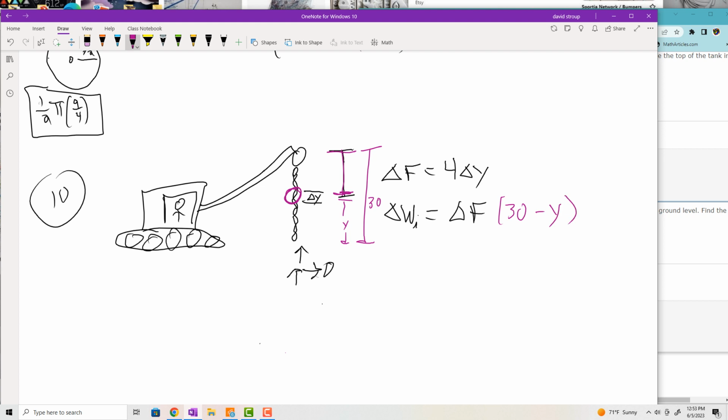And so you go then to your integral. We want to sum up the work required for each individual piece of chain from 0 to 30, and that will just be the integral of 4 times 30 minus y dy. And then I presume you'll be able to do that integral on your own. But overall, that's the main idea.